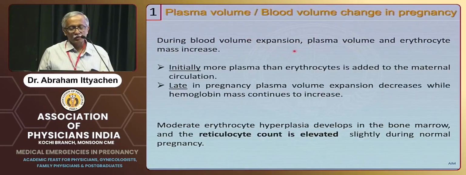Now, if you look at the actual expansion, both plasma volume and erythrocytes. Initially, there is more plasma than erythrocytes, and late in pregnancy, the volume expansion decreases while the hemoglobin mass continues to increase. It's thought that this is due to an increase in erythropoietin level. Now, why does the plasma volume increase? In the morning, we had an excellent talk where this topic was dealt with. If you look at these patients, they would have a mildly increased reticulocyte count. Ultimately, both plasma and erythrocytes have increased, but the volume of plasma is slightly more than the expansion of the hemoglobin.